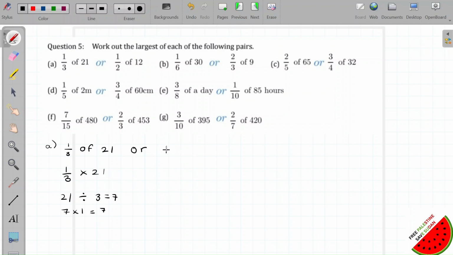A half of 12. So I'm going to write this as such, and then 12 divided by 2 is 6. 6 times 1 is 6. So clearly this is bigger. So this is bigger.